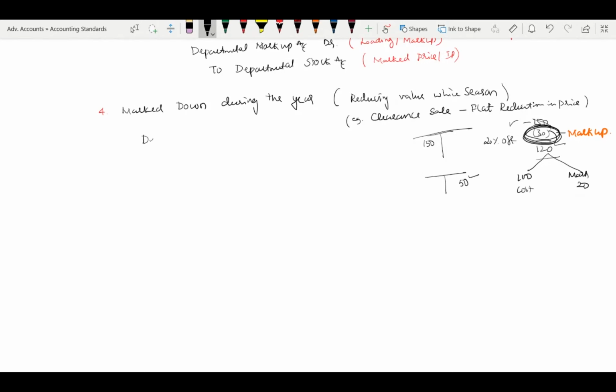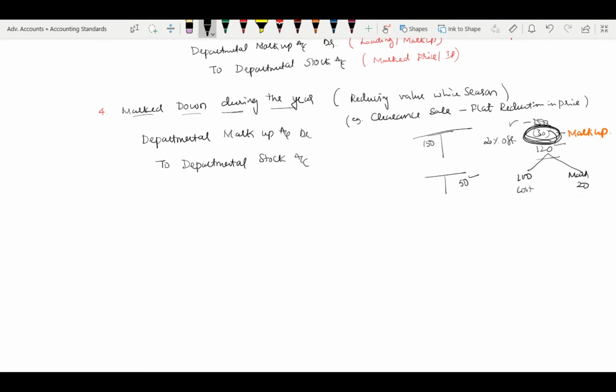Therefore the entry is: departmental markup account debit to departmental stock account. Look out, only in a markdown during the year. This is a flat reduction. Only then will I touch the stock value to be reduced from the invoice price.